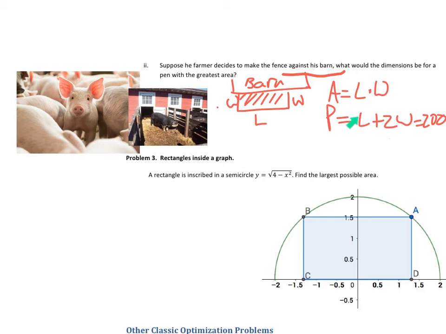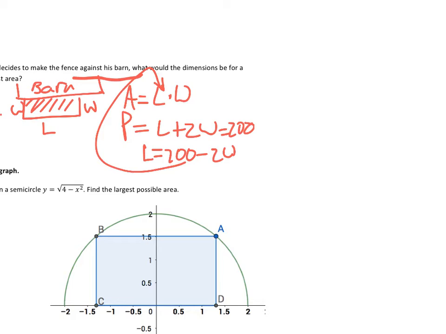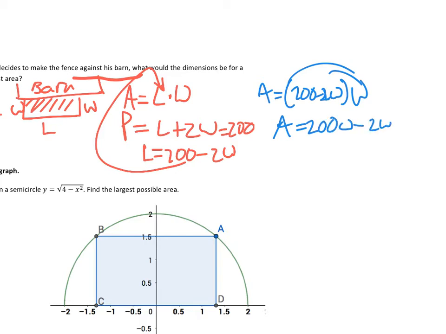So set this equal to 200, and we can solve for L. L equals 200 minus 2W. And now we can substitute that here, and we'll get an equation that we can optimize with calculus. So substituting there, we have area equals (200 minus 2W) times W. And if we distribute that out, we have 200W minus 2W squared.